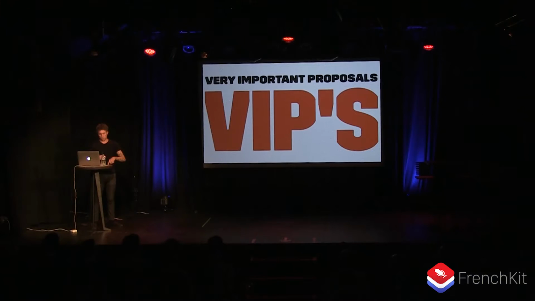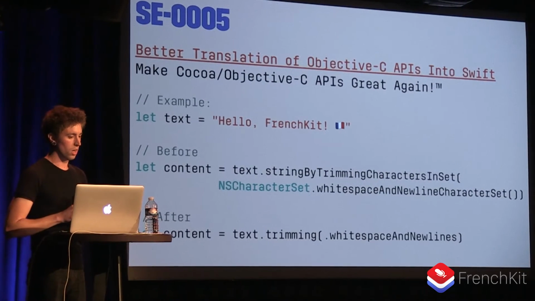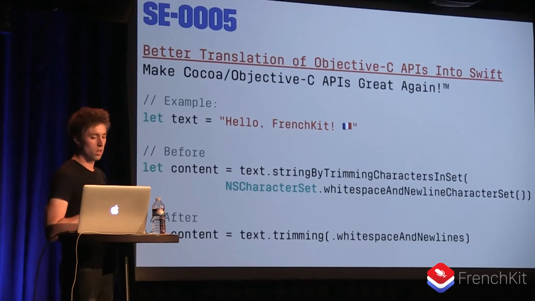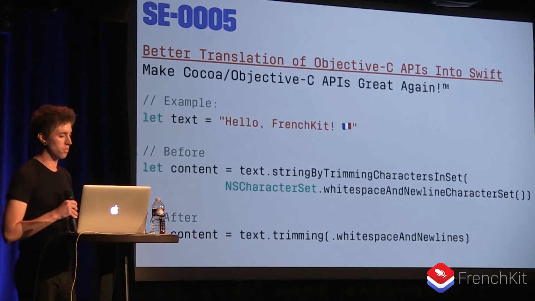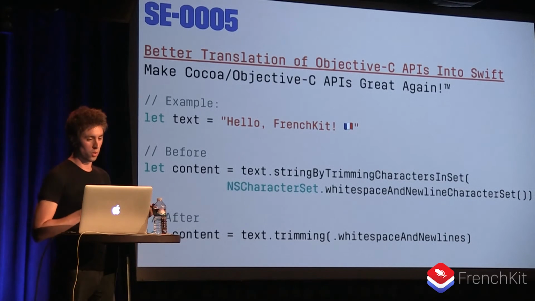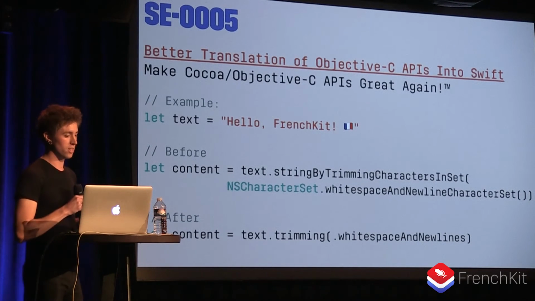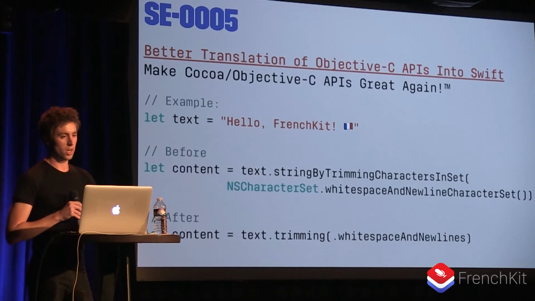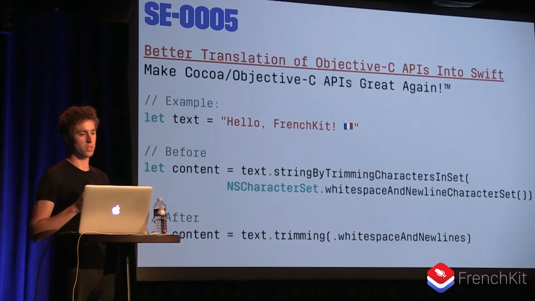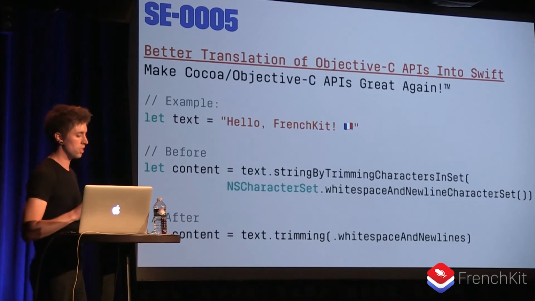And now I've selected a few proposals to talk about a little bit more. There are quite a few that I think are pretty important, but we only have so much time. So Proposal 5, which was the better translation of Objective-C APIs into Swift, or make Objective-C APIs great again.